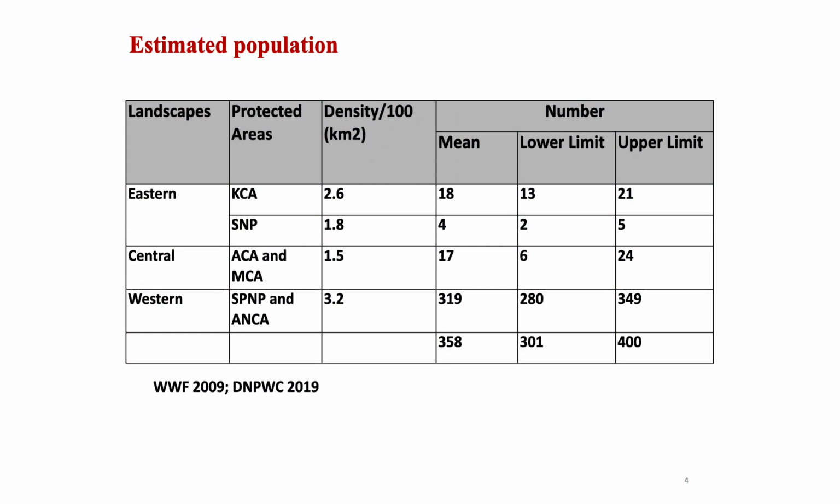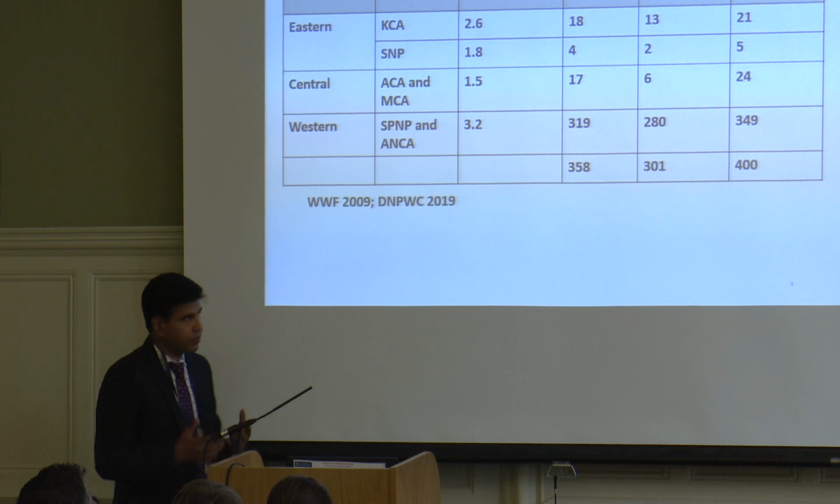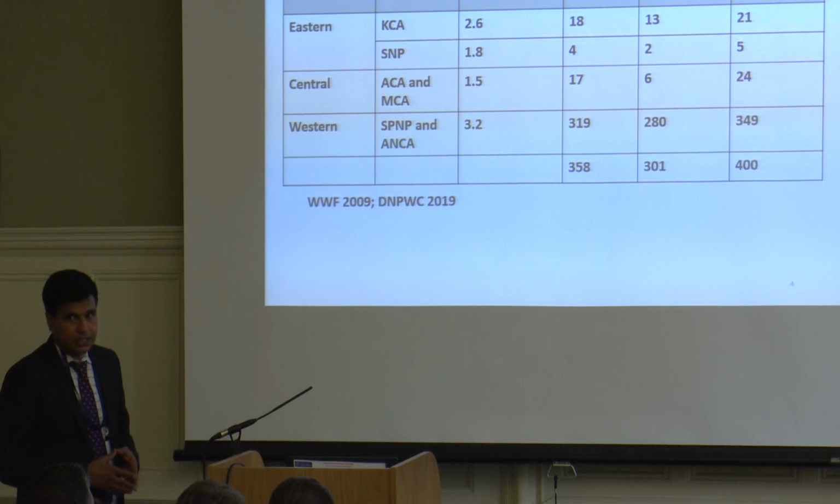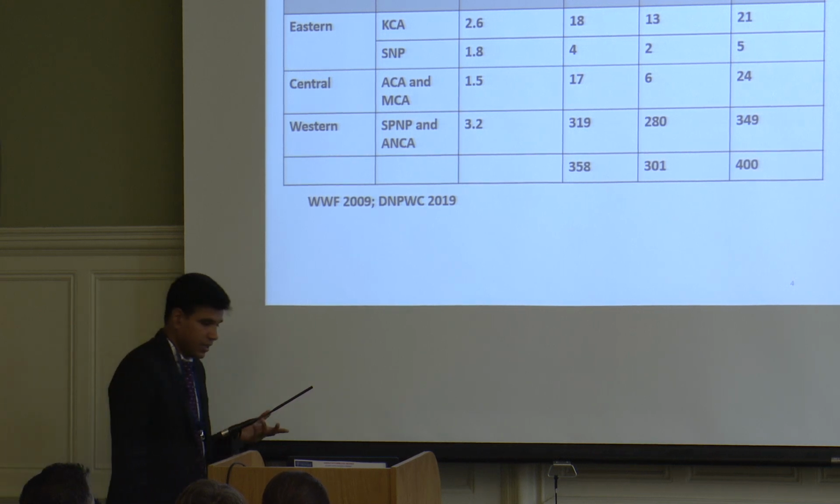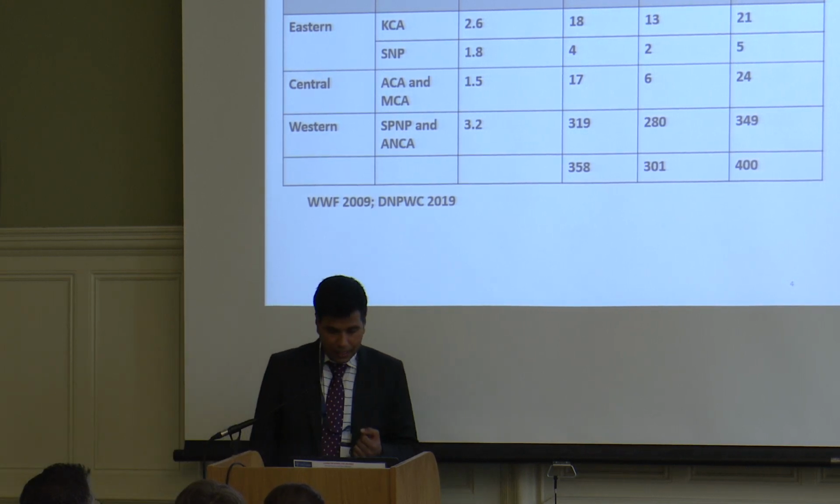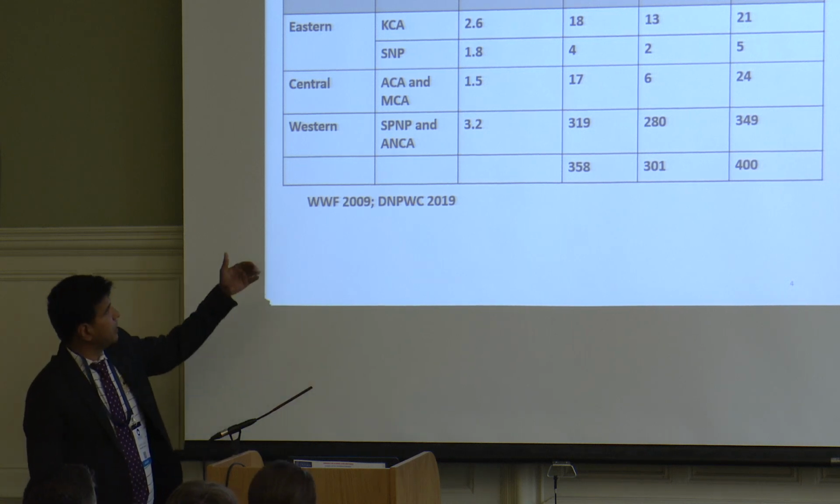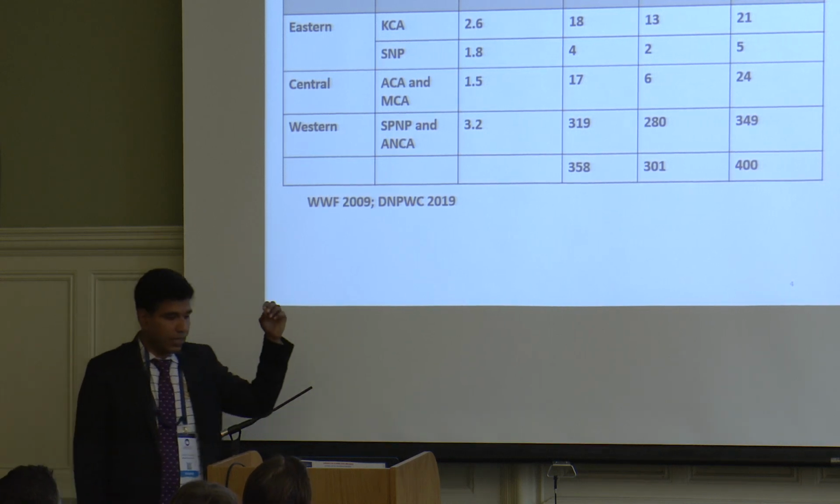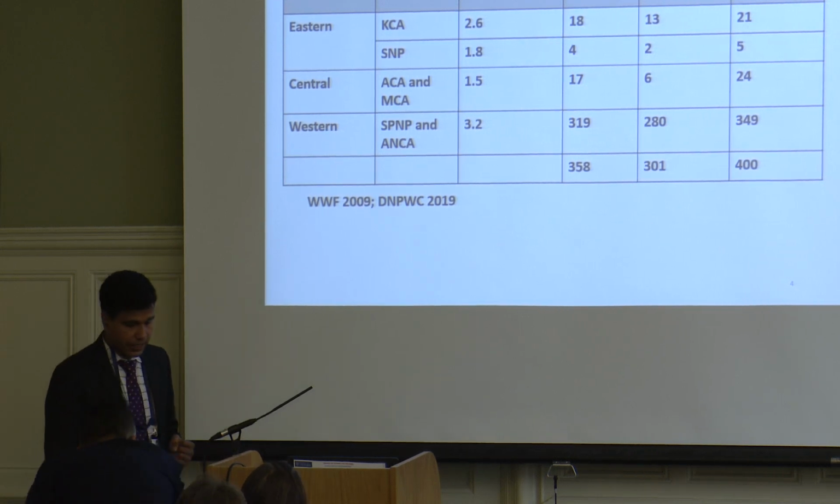This is the estimated population of the snow leopard in Nepal. The snow leopard population in Nepal ranges between 300 to 400 individuals. Out of them, the highest density is believed to exist in the western conservation landscape of the snow leopard habitat in Nepal, and the lowest density is estimated to be in the central conservation landscape, where I have been working. This lies in the Annapurna and the Manaslu conservation area.